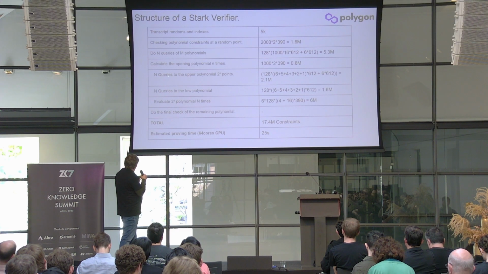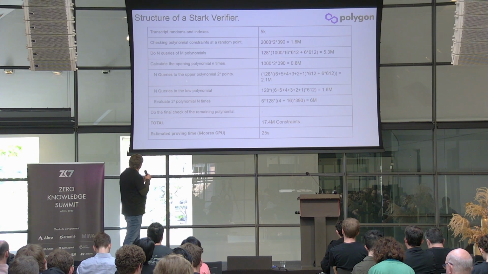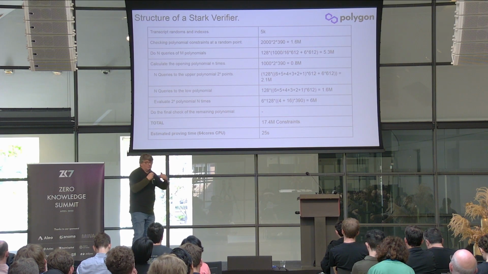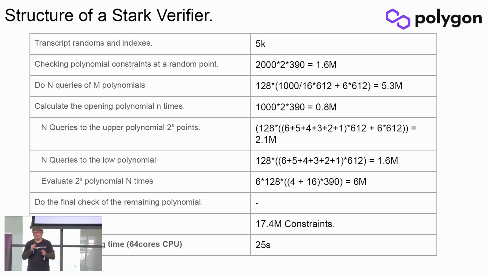In this part, here is what we need to do every time. So this is the FRI part. In the FRI part, this is the 6, 5, 4, 3, 2, 1. This is because in each one we are reducing by 16. We divide by 16, so we are reducing 4 bits each time. So this is what we need to do 4 times. This gives us 2.1 million constraints.